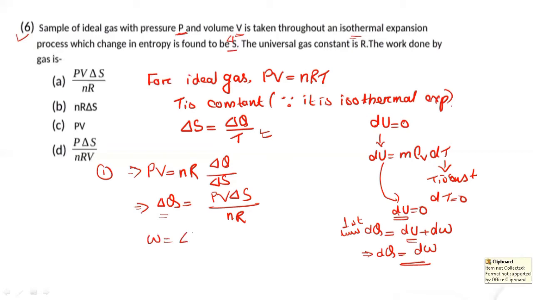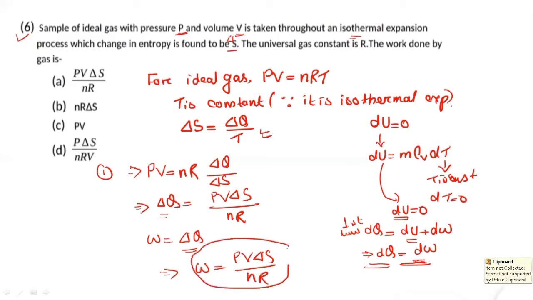W is equal to what? Del Q. Yes or no? W is equal to del Q. Here we have seen that dQ is equal to what? dW. That is the reason we can write the work done W is equal to PV del S by nR, because both W and Q are equal. So this is the reason we have seen here dQ is equal to dW.